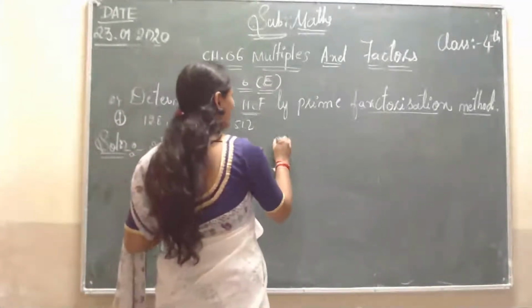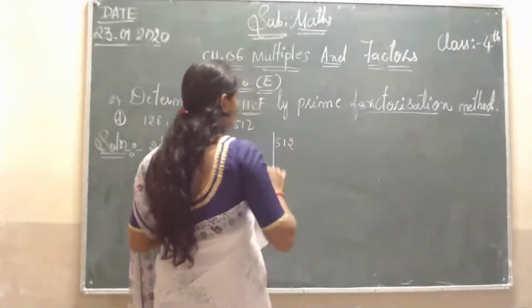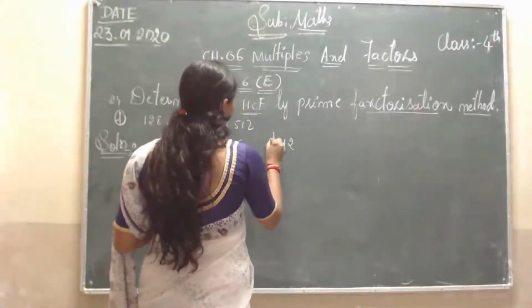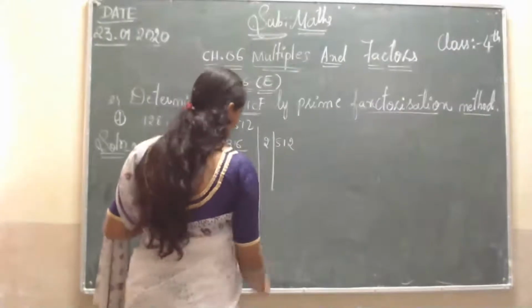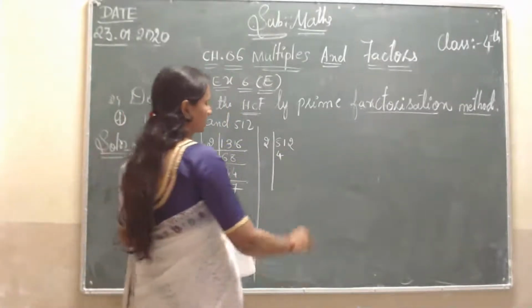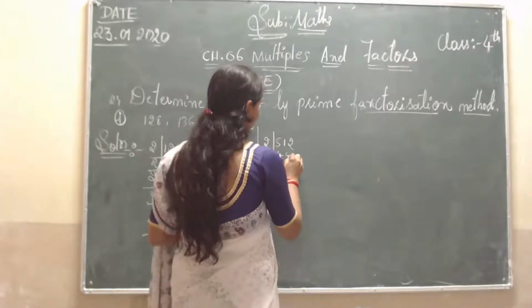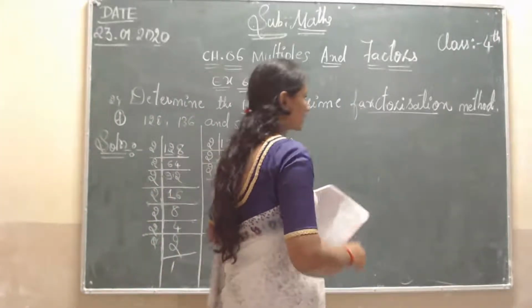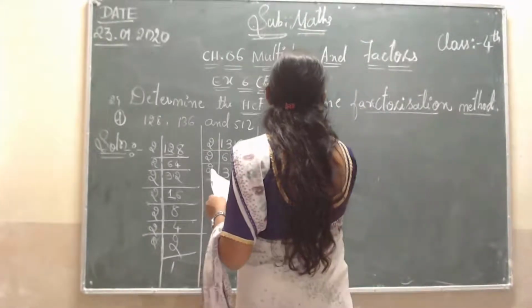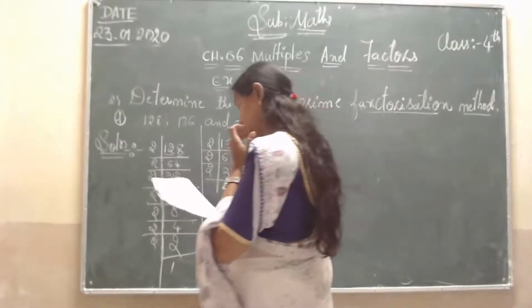Next you have to take 512. You divide by 2. 2 fives are 10, 2 sixes are 12. Okay, so what is the remaining number? That is 256.